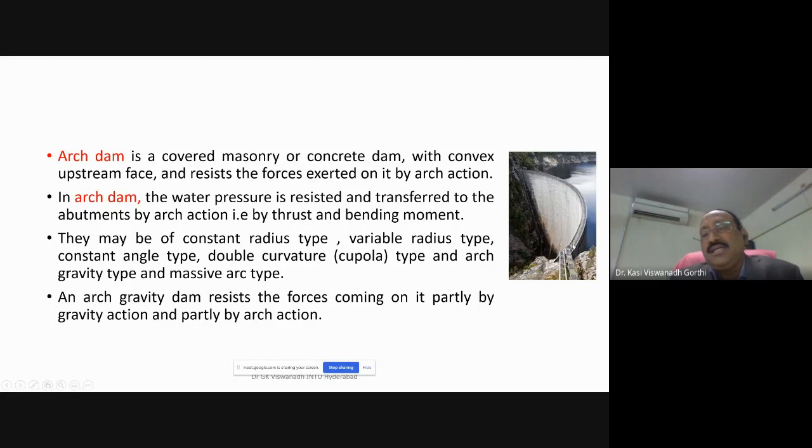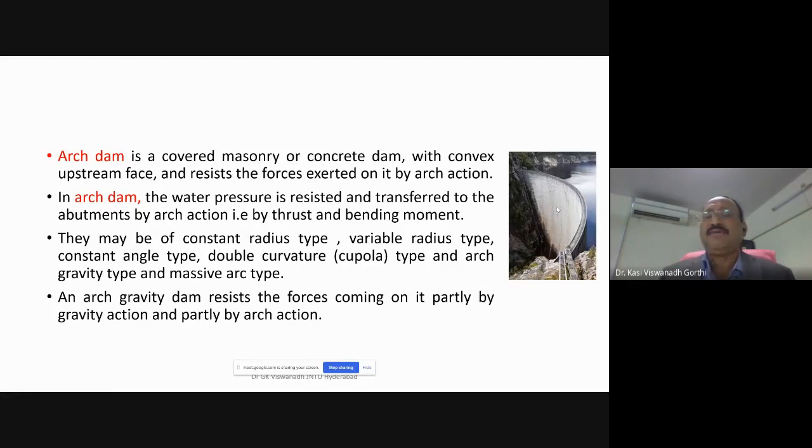As you can see here in this figure, because you have an arch action here, the load that is to be resisted by this will be transferred by means of this to the abutments by means of this thrust and bending. As a result, the material used for constructing the dam will be less. So it becomes very economical.